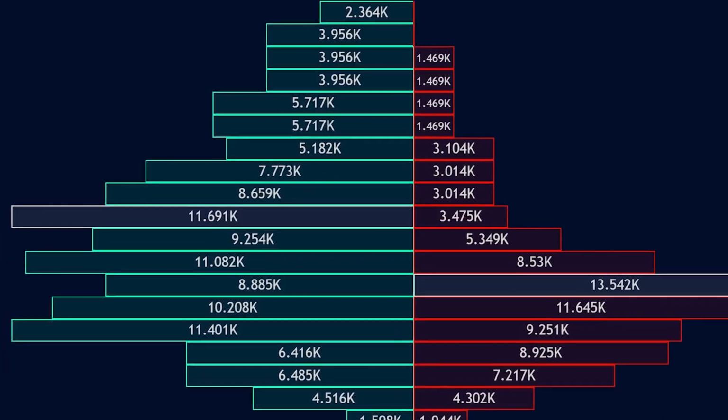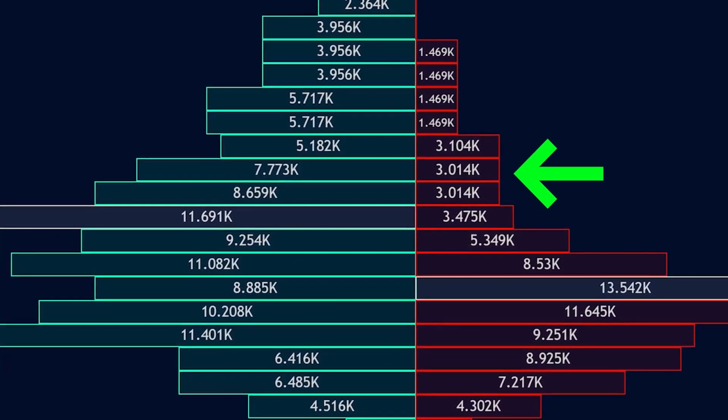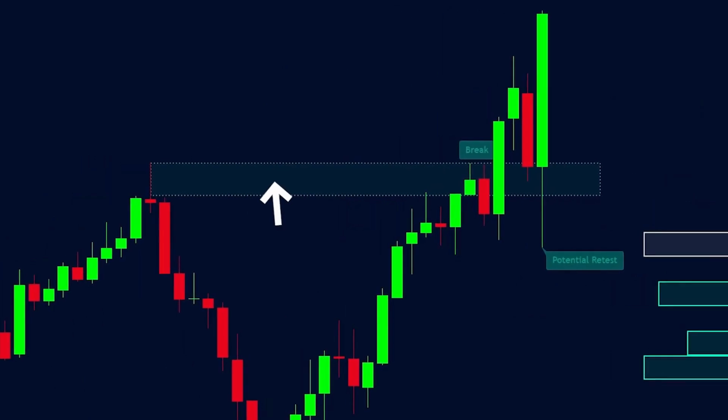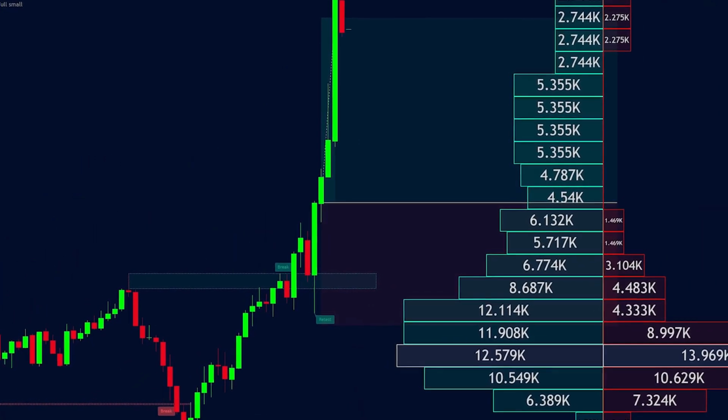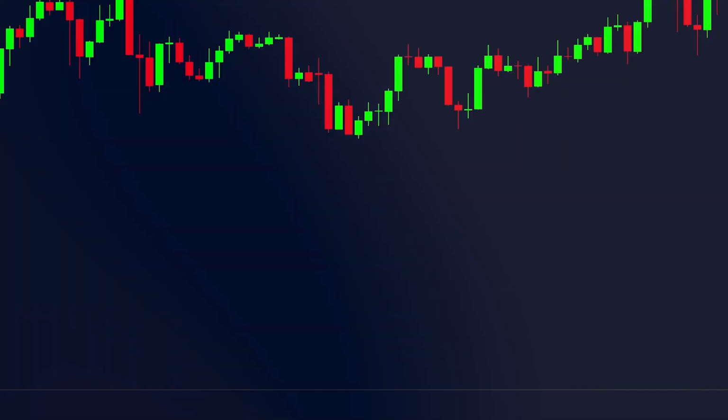And if you stick around till the end, I'm going to show you how to combine this indicator with a simple support resistance tool to create entries so accurate, you'll wonder how you ever traded without it. Let's get into it. First, head over to TradingView and pull up any market you want.